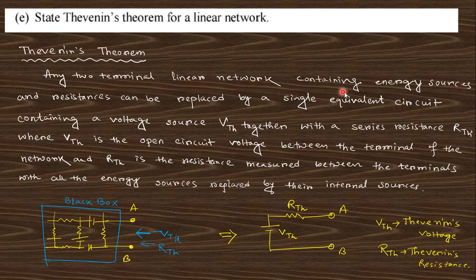Any two-terminal linear network containing energy sources and resistances can be replaced by a single equivalent circuit containing a voltage source VTH, that is the Thevenin voltage, with a series resistance RTH, where VTH is the open circuit voltage between these two terminals, and RTH is measured between the terminals, with all the energy sources replaced by their internal resistances. Okay, so this complicated circuit can be replaced by these two simple elements. This is Thevenin's theorem, right?